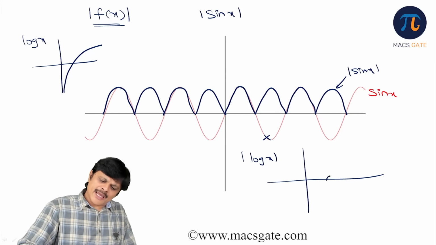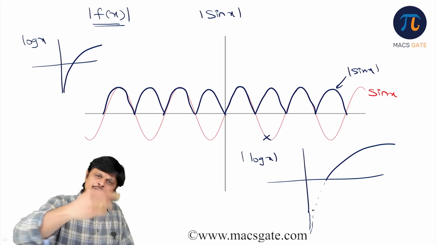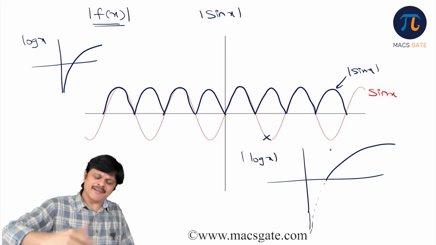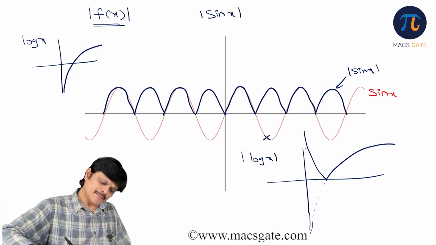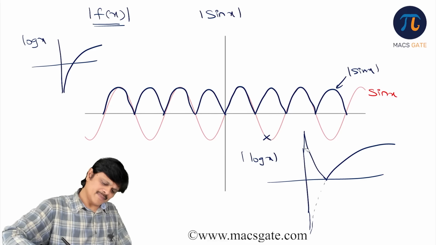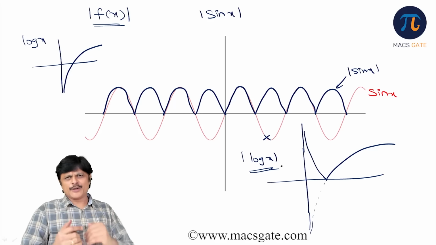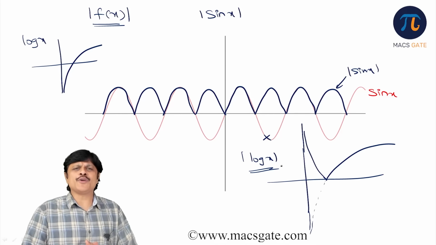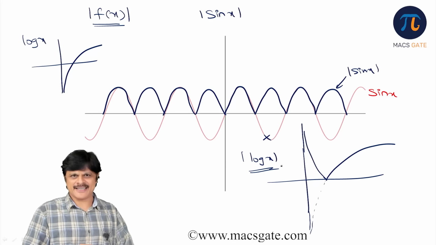This part above the x-axis you keep as it is. The part which is below the x-axis you have to shift to above the x-axis. So this part needs to be reflected about the x-axis. So it goes something like this. So this would be mod log x. The part which is below the x-axis just needs to be reflected about the x-axis. That is about mod f(x).